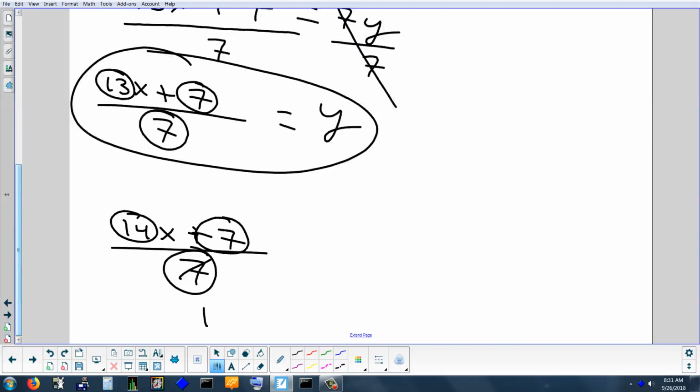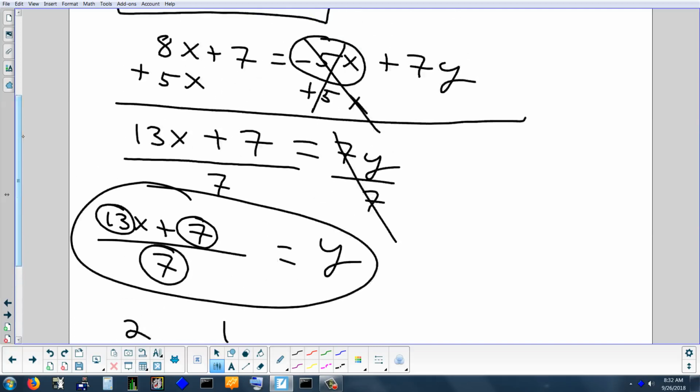That one you can. 7 goes into 7 once. 7 goes into 14 twice. 7 goes into 7 once. If it doesn't go into all of them, you can't reduce. So the number on the bottom has to go into both, however many numbers you have on the top.